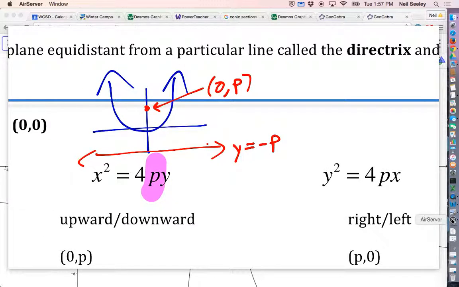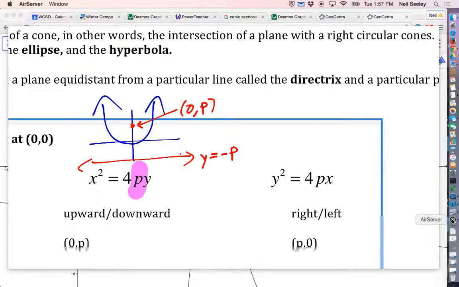Okay, there's P. How far it is from the vertex to the focus. And then the directrix is the same distance, it's just the other way. That picture says it all if you can just soak it up for just a second. What if it opens left to right? And I'm just picking up one direction. I mean, they could face either direction. So it's all about the P.